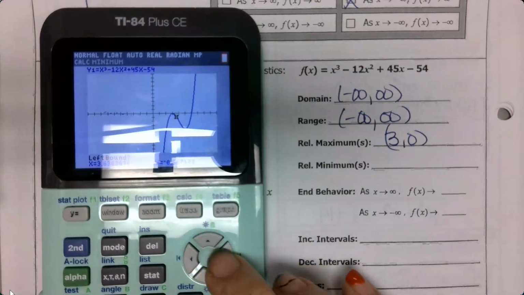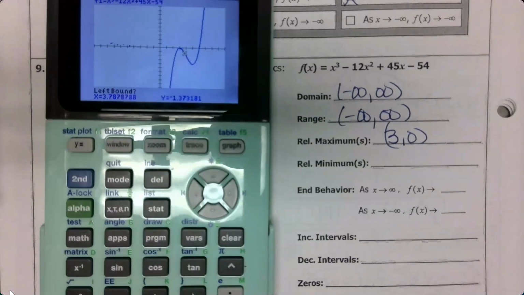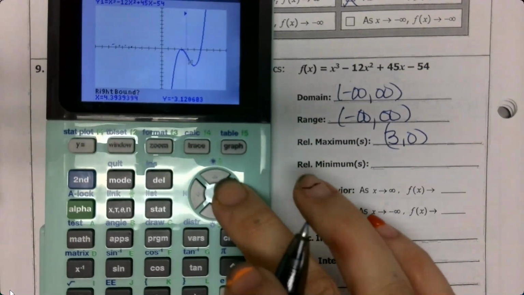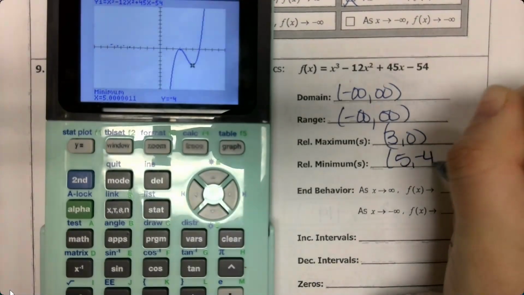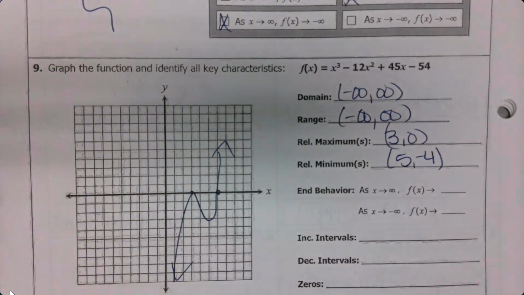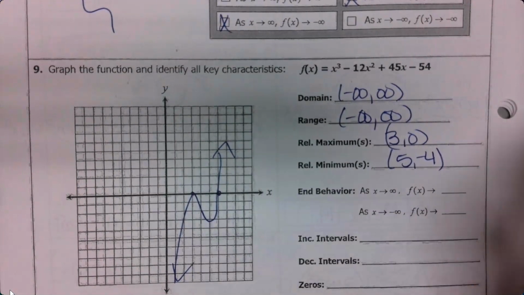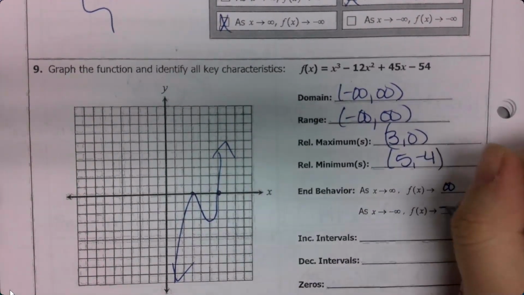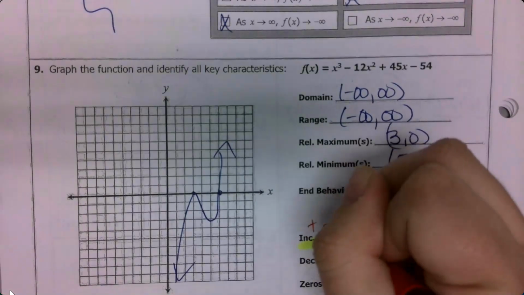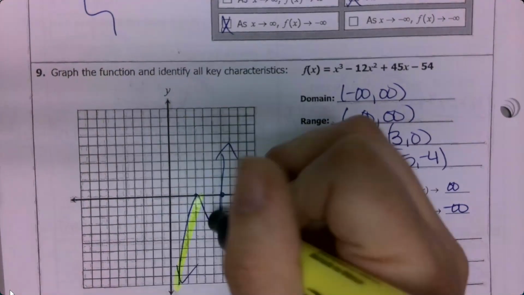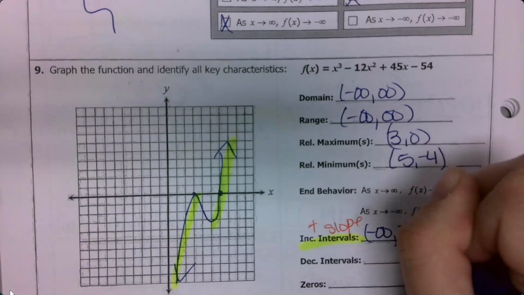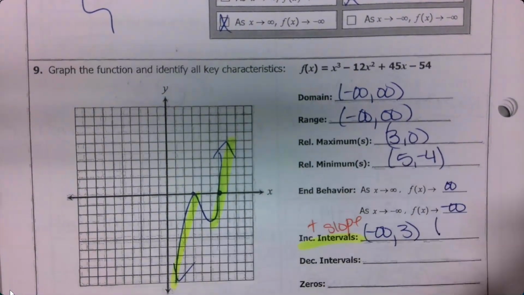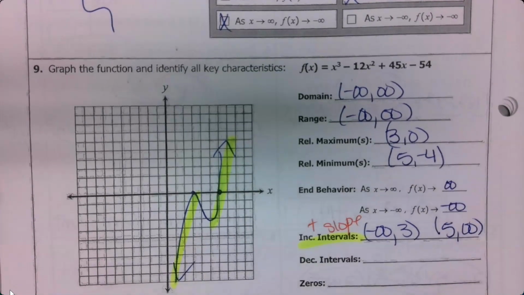So I want to do the cursor on the left side. I want to be closer to the dip in the graph. I press enter. I arrow over to the right side. I press enter twice. This is 5, negative 4. My end behavior, as x goes to infinity, so as it goes to the right, my graph goes up. As x goes to the left, my graph goes down. Increasing is where I have a positive slope. So I have a positive slope from here and there. So it starts at negative infinity, and it stops at 3. It starts up again at this vertex, which is 5, and goes on forever.